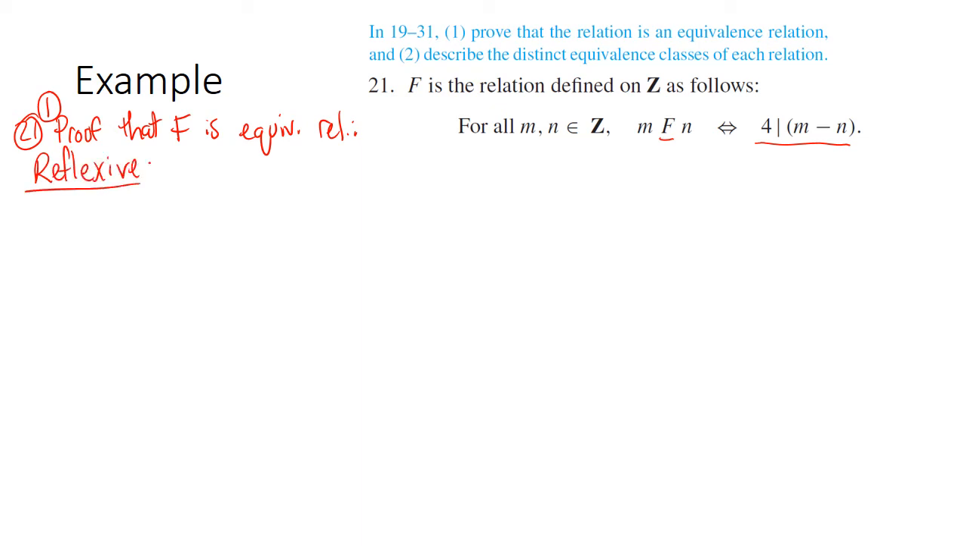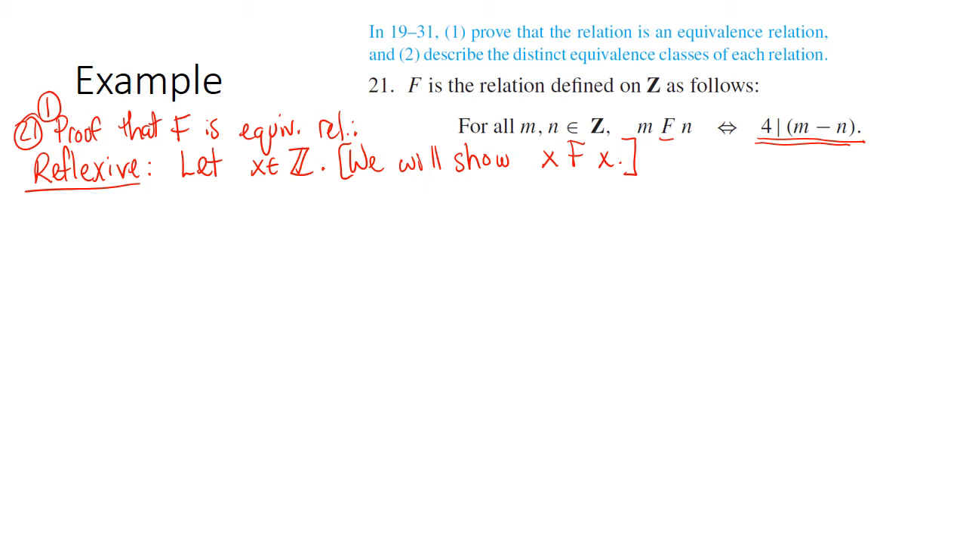Okay, so for this, I just need to take an element of the set that the relation is on. So I'm going to say let x be in, I guess we're working with the integers here. So let x be in the integers. And my goal is we will show that x is related to itself. So x f x. Okay, so that's our goal. So the way I'm going to do this, I'm going to need to show that 4 divides x minus x.